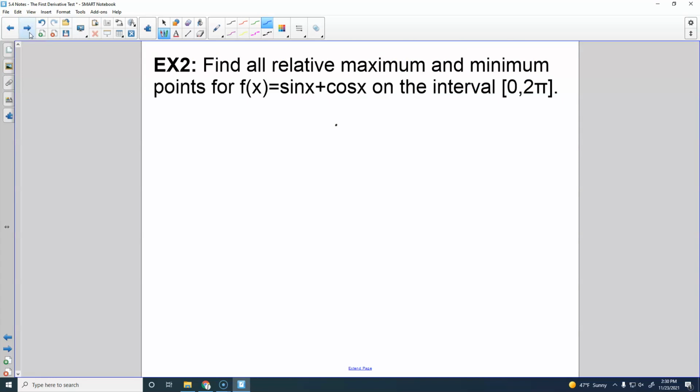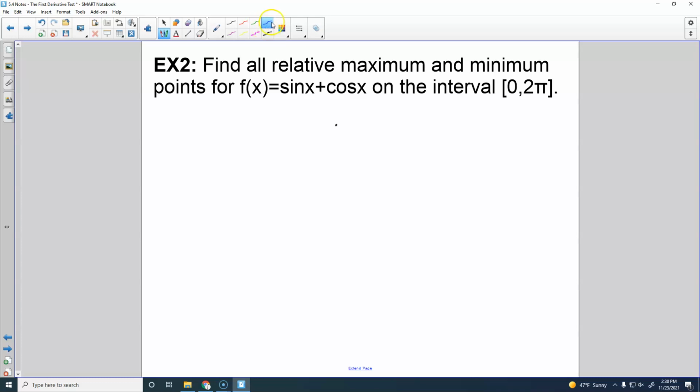Okay. All right. So this time, pretty much the same thing. Relative maximum, minimum. We got a trig function. Trig functions are typically going to be looked at only on an interval because if you think of what sine and cosine look like, they repeat over and over and over again. So they have an infinite number of maximums and minimums usually. So they usually restrict it to a section of the unit circle that we're looking at.